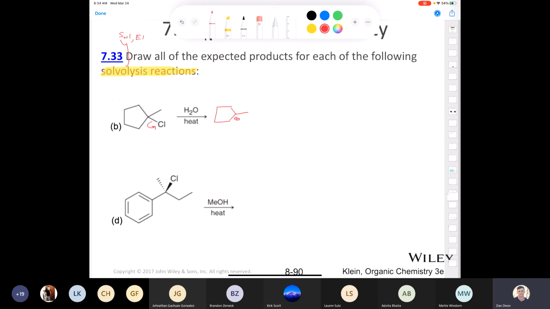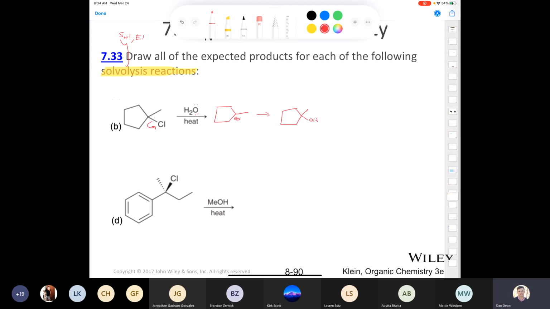Now, what can that carbocation do? Well, it could be attacked by water as a nucleophile. Why not? And if you're the kind of person that likes to draw the curved arrows for everything, you would draw the nucleophilic attack, which would produce an oxonium. Then you would do a proton transfer, and you'd end up with this as a substitution product. So you'd end up with this guy right here, okay?